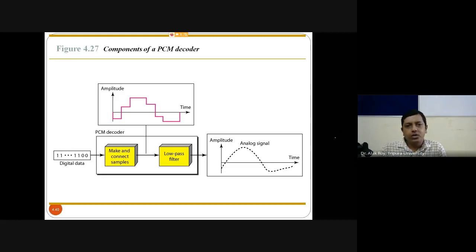So what are the components of the PCM decoder? What I just explained is the PCM encoder. The last explanation is all about the PCM encoder. What will be there in the decoder? Because on the receiver side you have this data. Now you have to convert it into a signal. How to do that? From this bit stream, the decoder makes and connects samples.